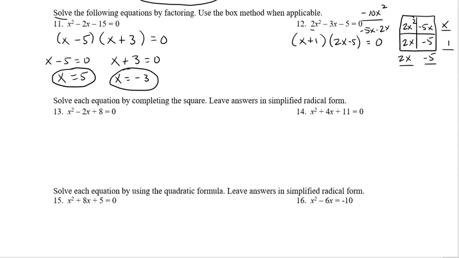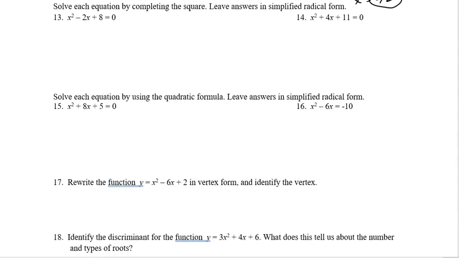Okay, once again, I've done factoring, but I haven't done any solving yet. So take the two factors, let each of them equal 0, and solve. So my solutions are negative 1 and positive 5/2. Okay, so those are the factoring methods.